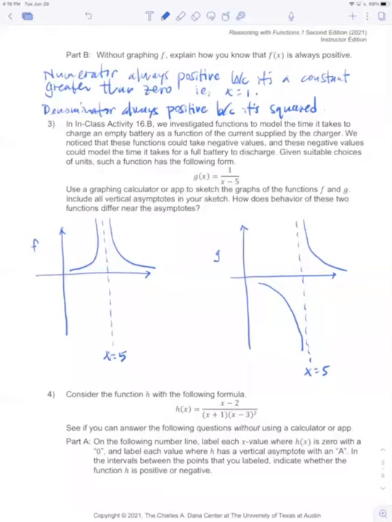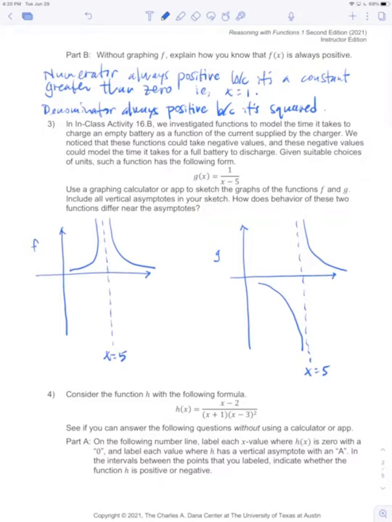Okay, part 4. Consider the function h with the following formula. h of x is equal to x minus 2 over x plus 1 times x minus 3, where that x minus 3 is squared. See if you can answer the following questions without using a calculator or app. For part A, on the following number line, label each x value where h of x is a 0 with a 0, and label each value where h has a vertical asymptote with an A. In the intervals between the points that you labeled, indicate whether the function h is positive or negative.